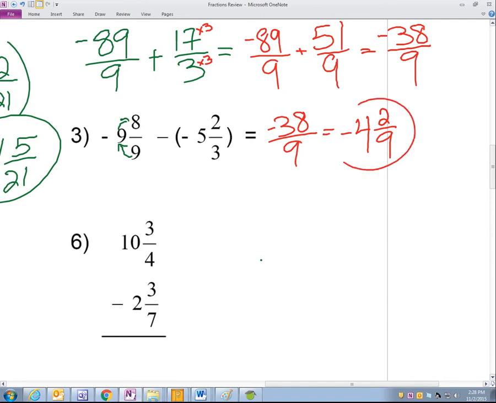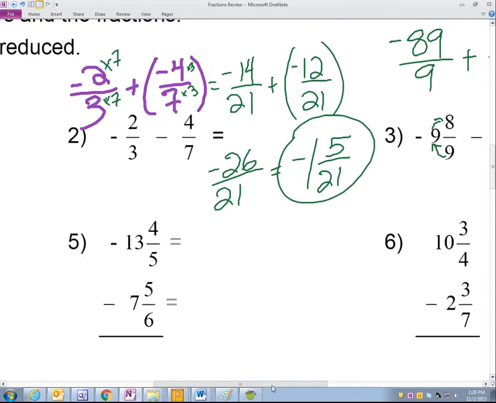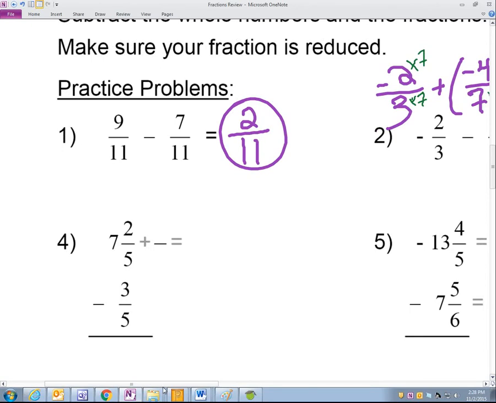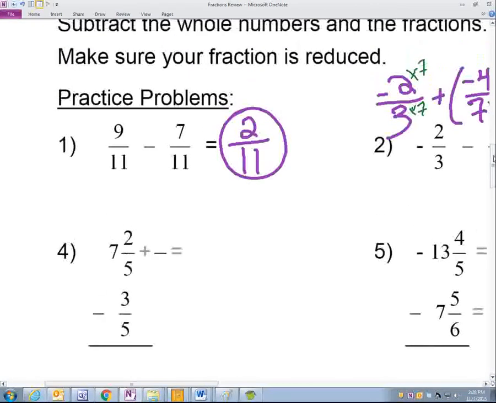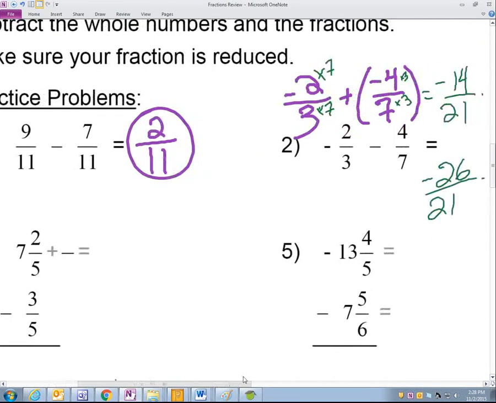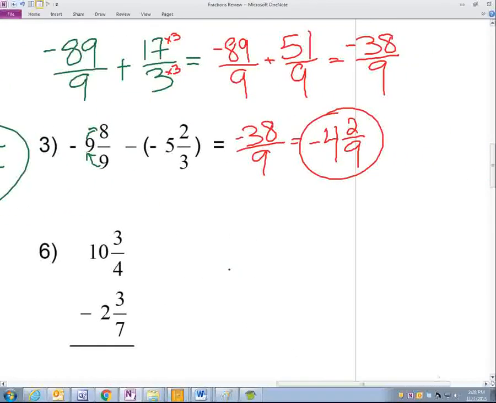Sister, you are way ahead of me. Yeah, we're not even halfway through the notes. Negative 4 and 2 ninths. Yes, sir. Andrew. Yes. Math. Ew. Yeah, that's my middle name. Yep. Ew.